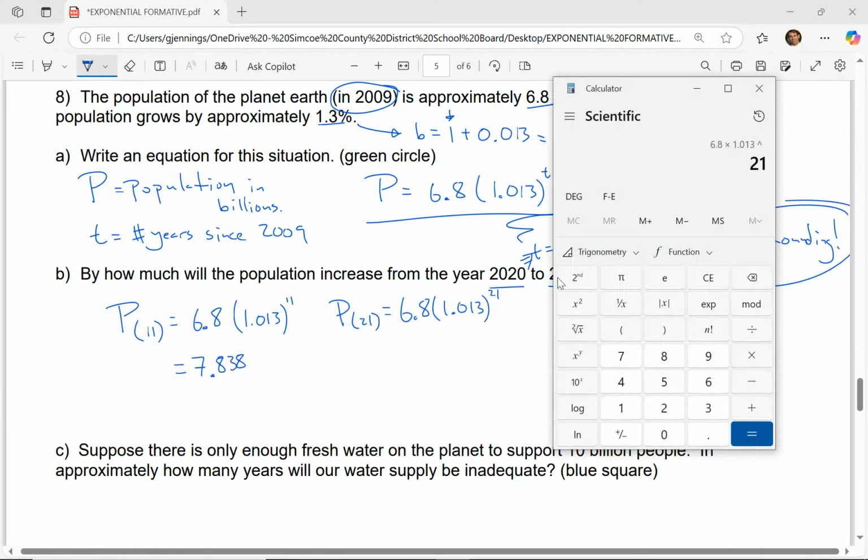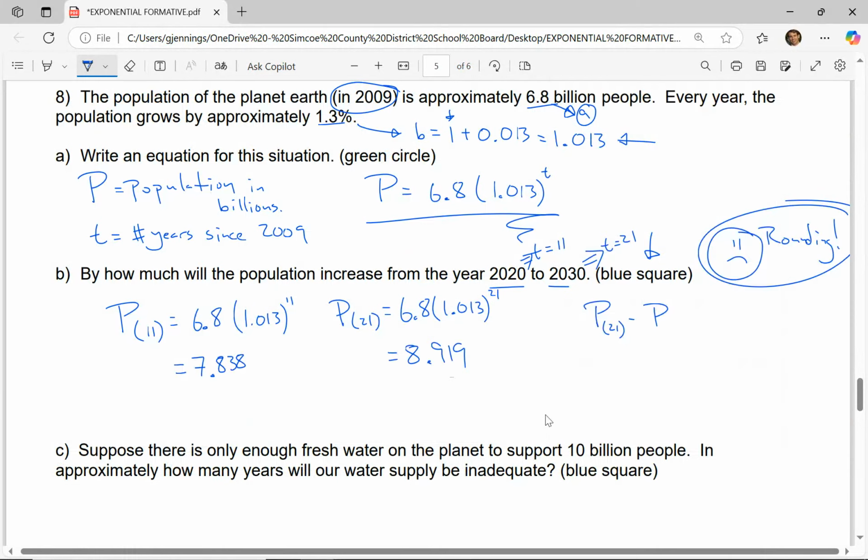All right. So now we want to find P21 minus P11. That's the difference. By how much will the population increase? So the difference in population will give us that increase. That is the same thing as 8.919 billion minus 7.838 billion. And that is this number minus 7.838 equals 1.081.